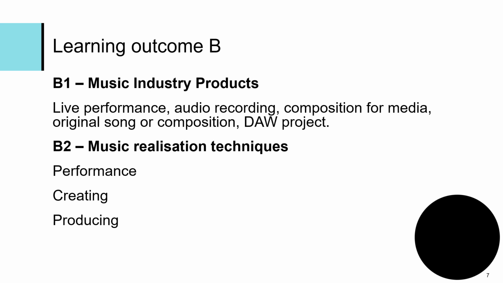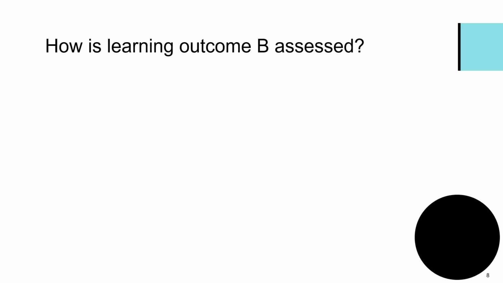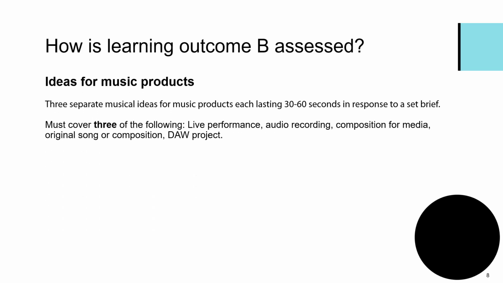So we want them to explore how performance occurs and the techniques involved with performance and creating and composing music and producing for learning outcome B. The assessment for learning outcome B requires learners to create 3 musical products, musical ideas, and each one of those should last between 30 and 60 seconds, but they must create 3 different products. So for example, they couldn't just do 3 performances or 3 original songs.